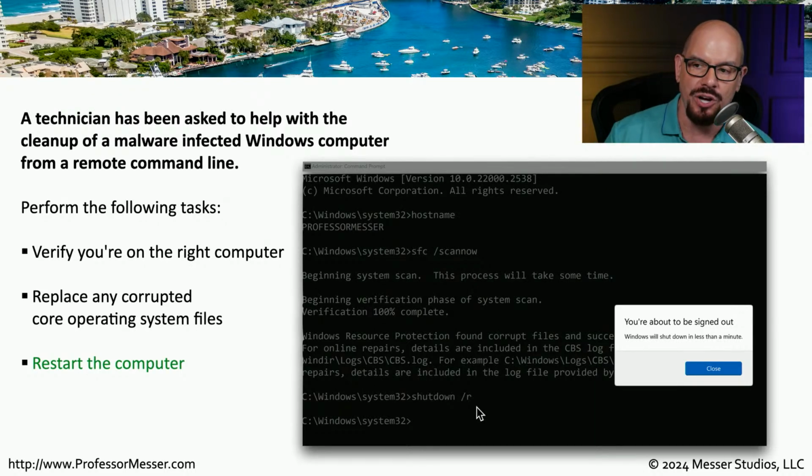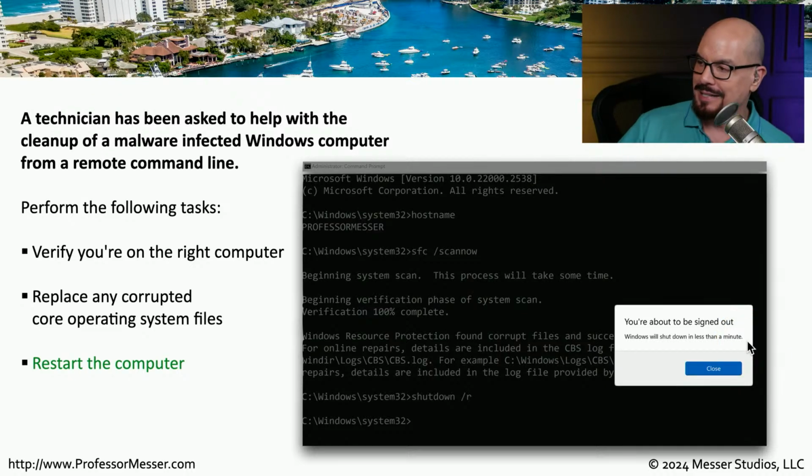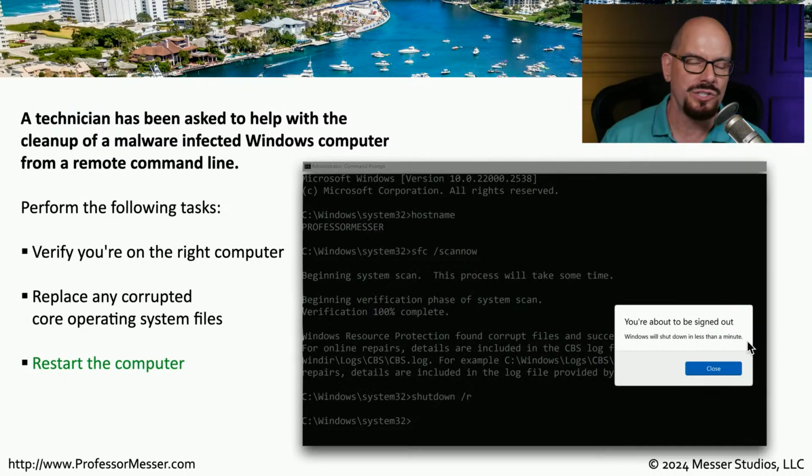But with the /R, it's going to restart, so we might lose connectivity to it because we are remotely connected to this device, but we can check our watch and eventually the system will be back up and running and we can reconnect to it after that. When we type in the shutdown /R command, it tells you you're about to be signed out. Windows will shut down in less than a minute. And indeed it does, shuts down, restarts the system, and then everything's back up and running.